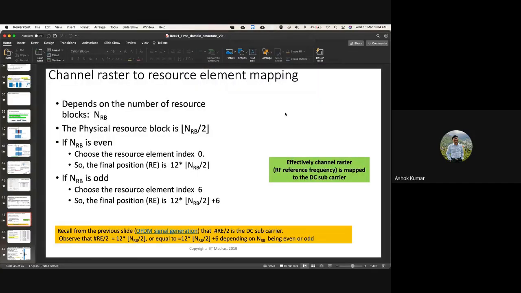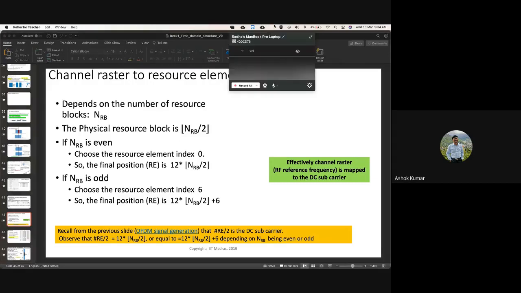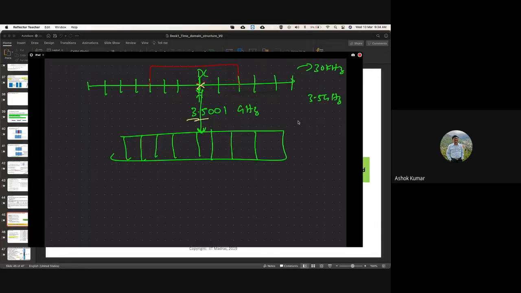So that's a learning for us, that while allocating spectrum, we can also allocate in a way that it aligns. But the alignment will be at most 30 kilohertz. That's something to keep in mind.